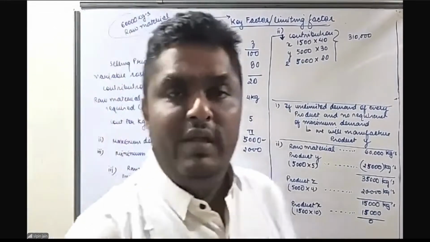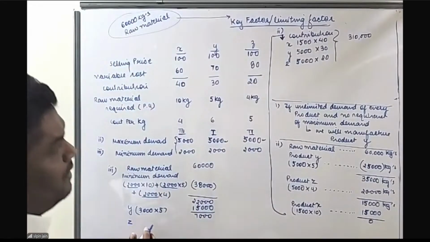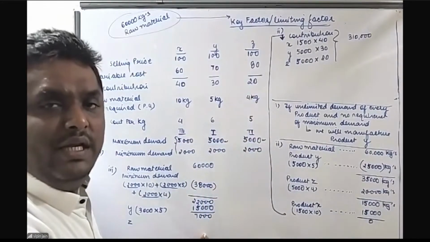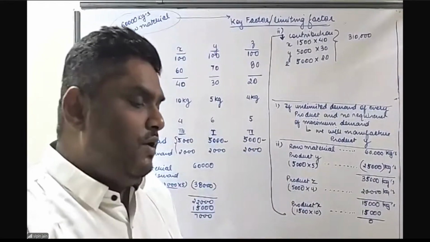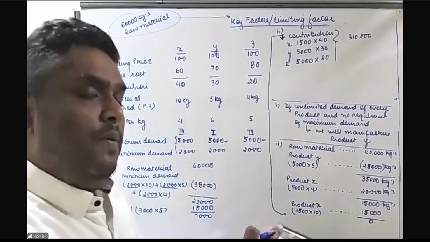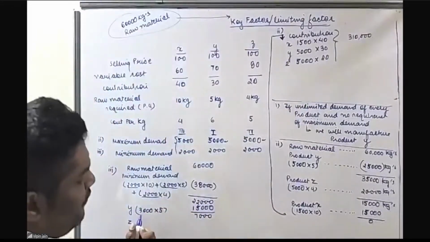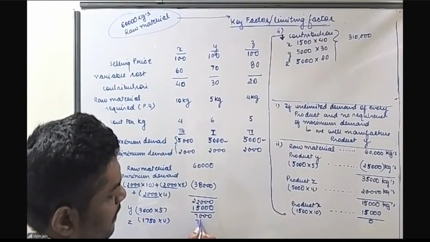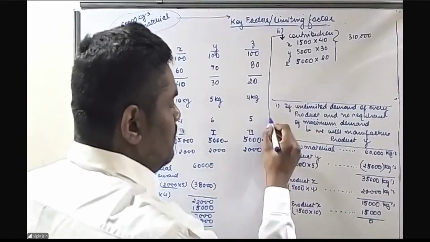So now, when talking about Z, the remaining is 3,000 units. 3,000 into 4, that is 12,000. Do we have 12,000 kgs? No. Max to max, how many units can we manufacture? We have 7,000 kgs, and every unit requires 4 kgs. So max to max 1750 units only we can manufacture. Very good, Swati. So for Z, max to max 1750 units we can manufacture. So this will be 0.